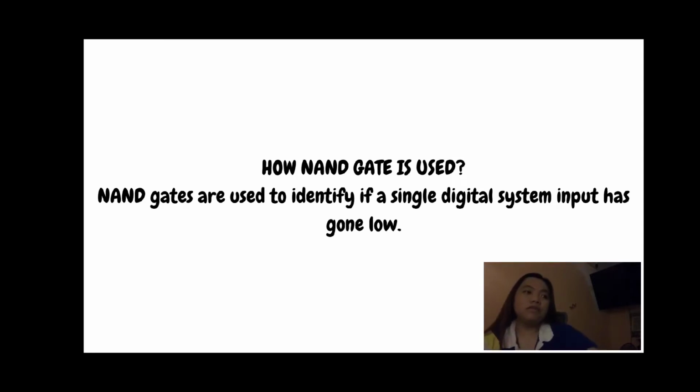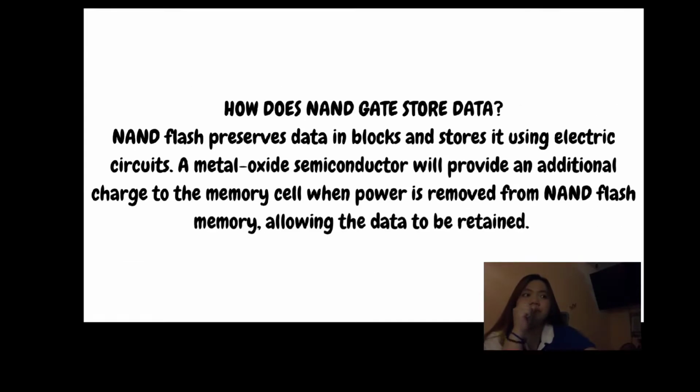NAND gates are used to identify when a single digital system input has gone low. For example, the condition of sensors linked to windows or doors could be monitored using a simple security system consisting solely of NAND gates.